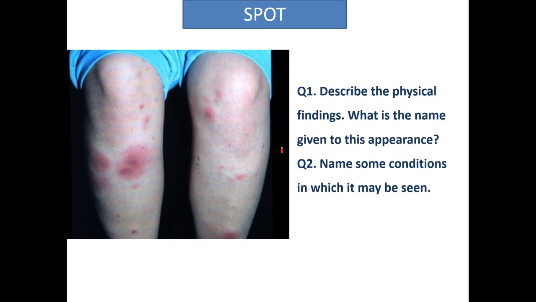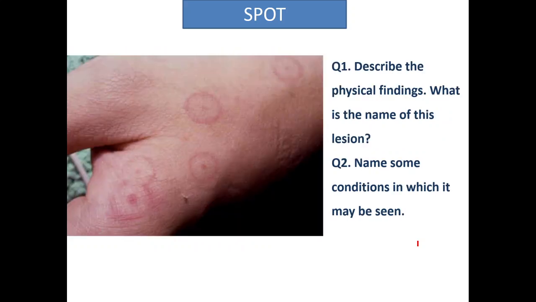Describe the physical finding. What is the name given to the appearance? Name some condition in which it may be seen. Erythema nodosum. Conditions in which it is seen. Erythema nodosum. I hope you know the answers.